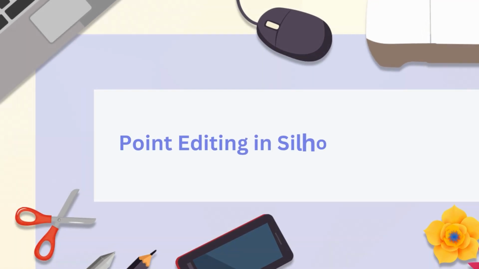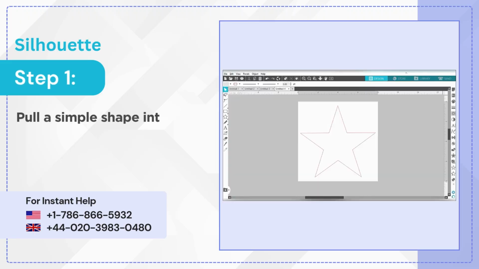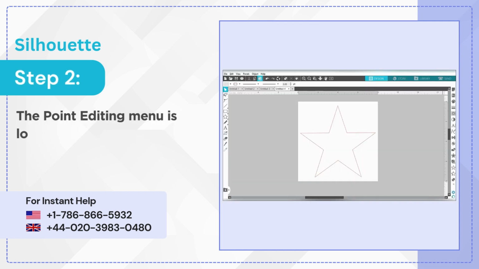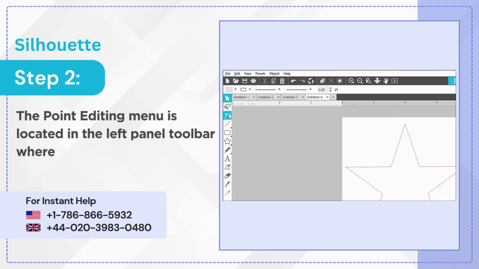Point editing in Silhouette Studio. Step 1. Pull a simple shape into the media from Shapes or Flexi Shapes. Step 2. The point editing menu is located in the left panel toolbar where it says Edit Points.